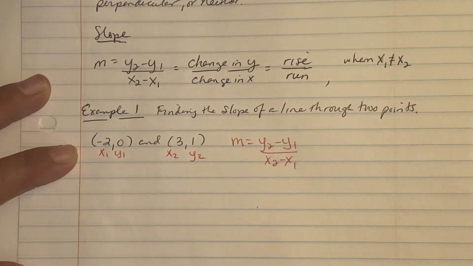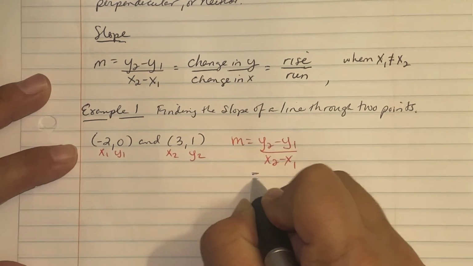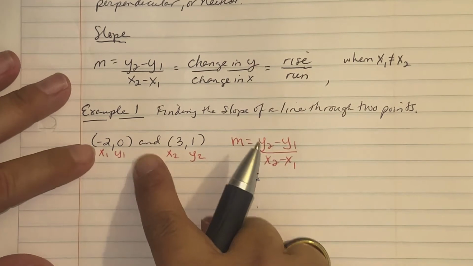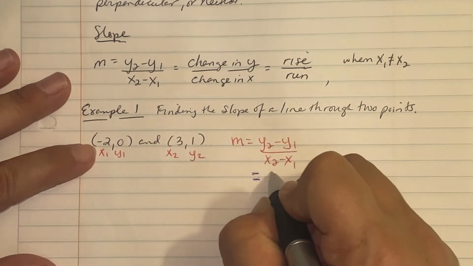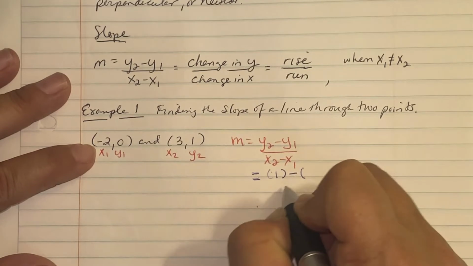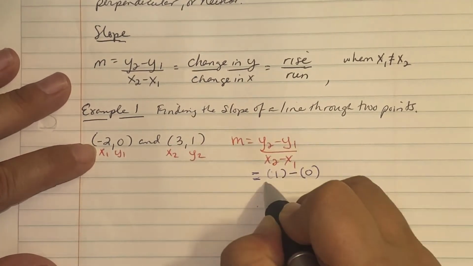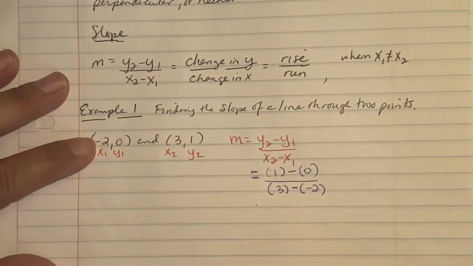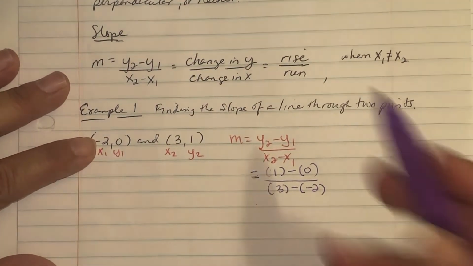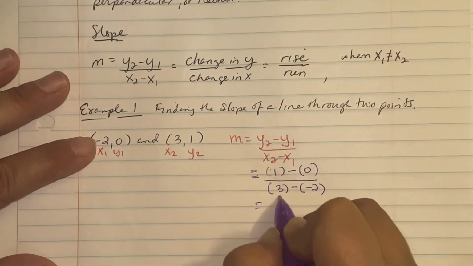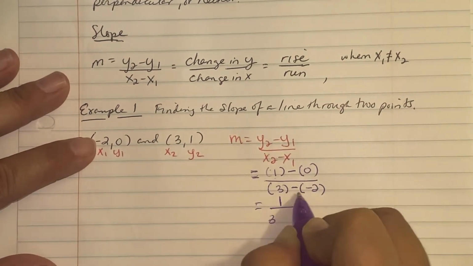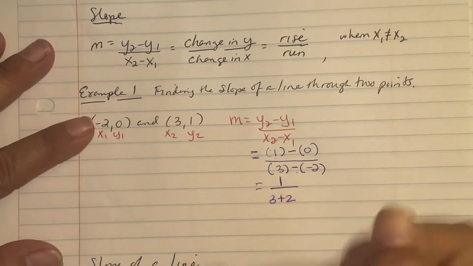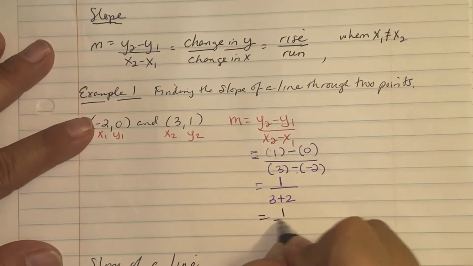Now we are going to substitute in. When you replace the variables, make sure your numbers go in parentheses in case of a sign change. So we have 1 minus a 0 over 3 minus a minus 2. When we come to that point, we see here we get 1 minus 0 is a 1. 3 minus a minus means plus 2. So that's where the change happened. So then our slope is 1 over 5.